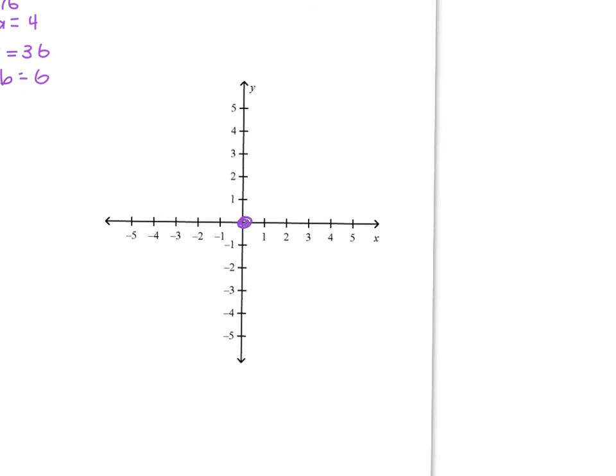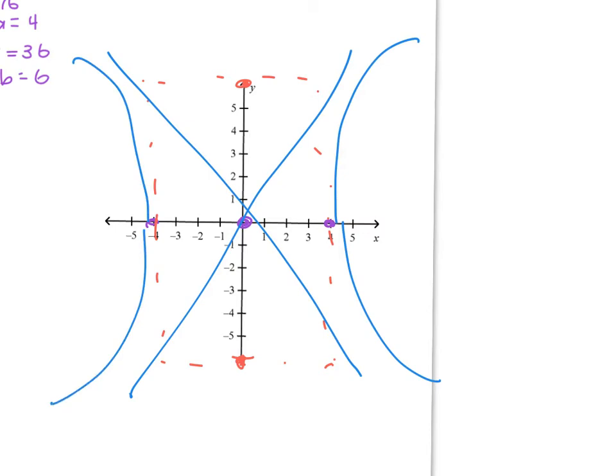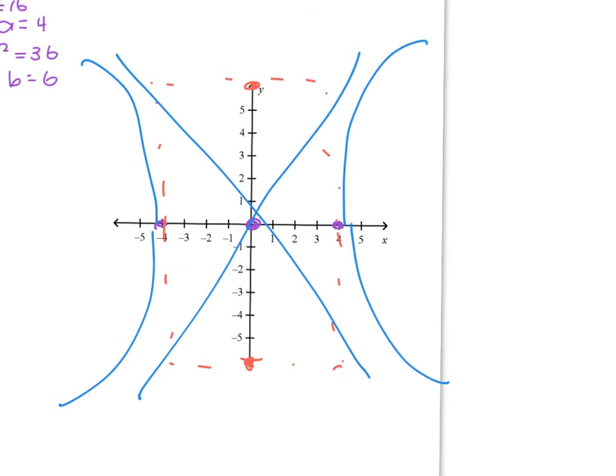So center 0, 0, over 4, up 6, and down 6. And then imagine there's a little imaginary box there. And the asymptotes are going through the corners of that. And then the hyperbolas are going to be as wide without touching those asymptotes as possible. So it looks something like this.